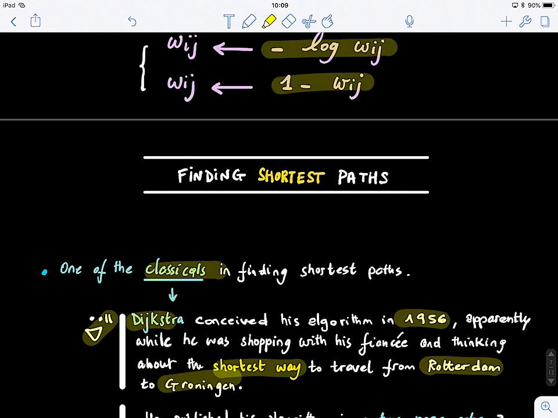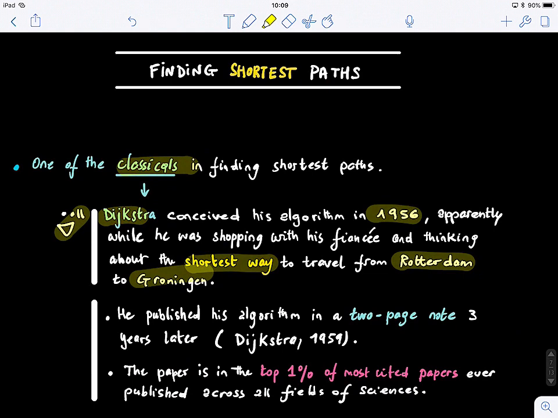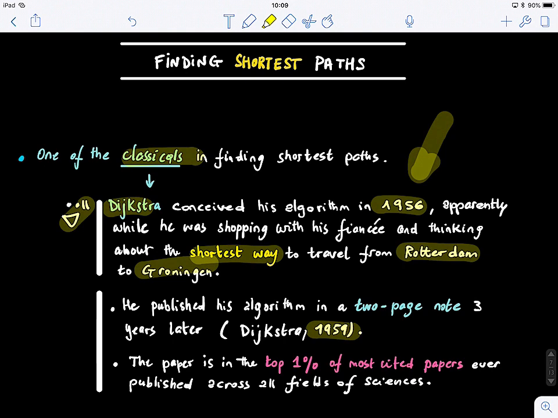So, interestingly, I was expecting that he would publish it right away. He got the idea, he conceived the whole algorithm while walking in the streets, whatever he was doing. That was very impressive to me. But then he published his algorithm later on. It was in 1959, so it took some time. And he wrote his algorithm in a 2-page note, okay? So it's a short algorithm.